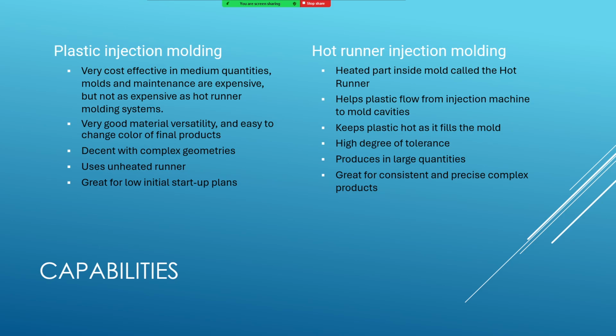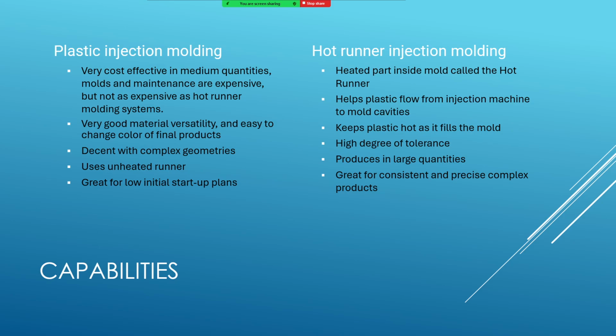to have some flaws. The main difference between plastic injection and hot runner injection molding is the use of a runner. The plastic injection molding uses an unheated runner, whereas a hot runner injection molding uses a heated runner. For small startups, it is a very good idea to use plastic injection molding as the startup costs are very small. For hot runner injection molding systems, there is a high degree of tolerance, which means that your final part will be very consistent and very precise, even when creating very complex products.